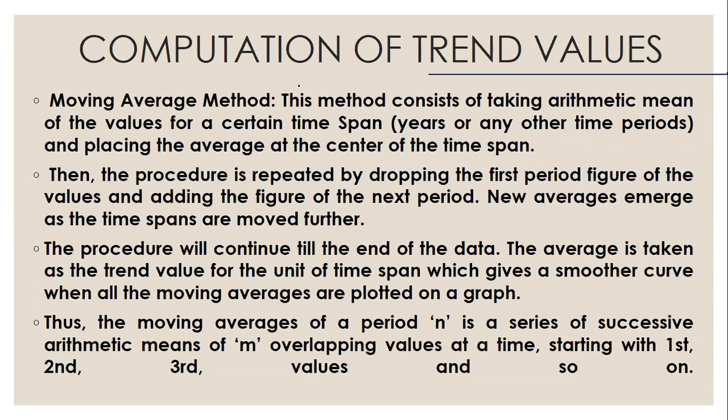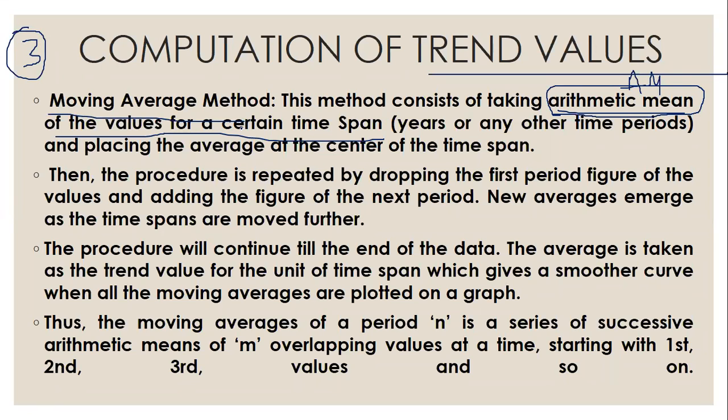So, moving average method. This method consists of taking the arithmetic mean of the values of a certain time span. This is the important word. So we are going to take the arithmetic mean of the values that are given to us for a certain period of time. Let's say we consider 3 years as the average. So we are going to find the arithmetic mean for the data of 3 years. So that is known as the moving average method.